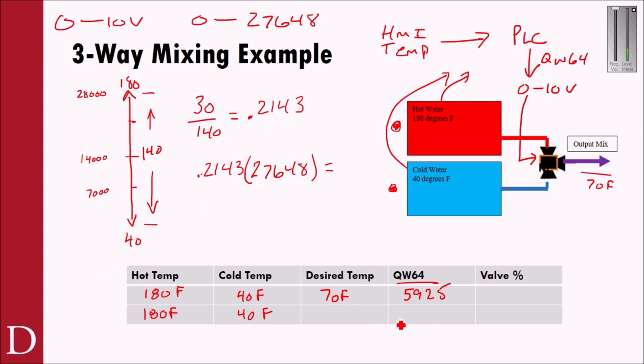But at 21.43%, I'm going to pump out 5,925. That is my analog word, 5925, that I need to send out to get the desired voltage, which is going to be 21.43% of 10 volts, which is going to be 2.14 volts, to get the desired valve position, which is going to be 21.43% open.